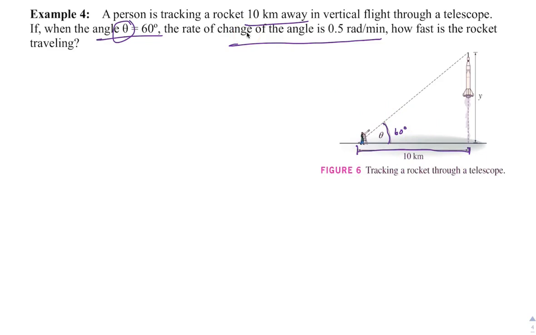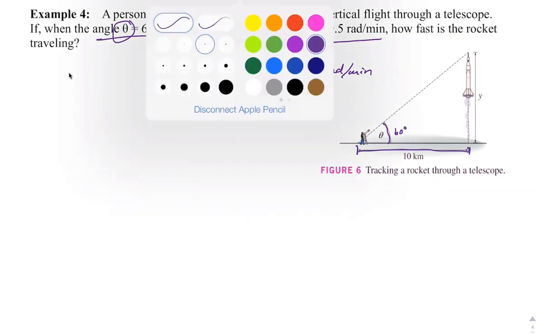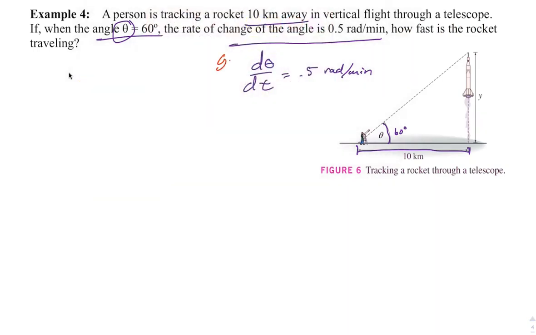So this tells us the d theta dt equals 0.5 rad per minute. Right? Because it's the angle. So the rate of the angle, rate of change. Remember, any time a rate, you put over dt. How fast is the rocket traveling? So this is my given. How fast is the rocket traveling? So that's my want.